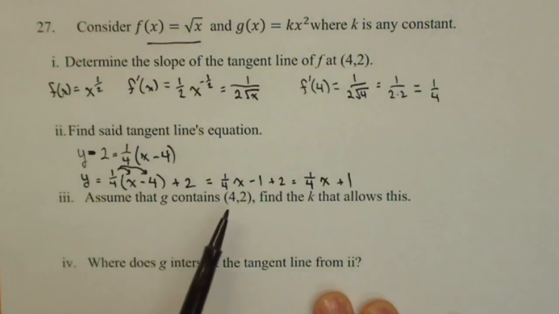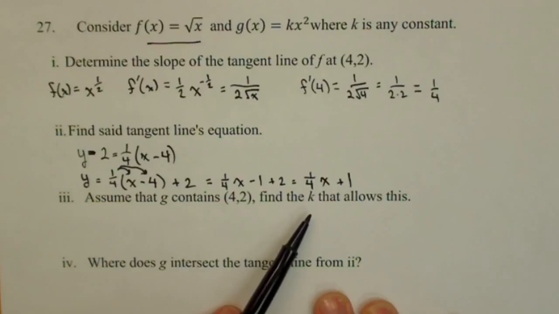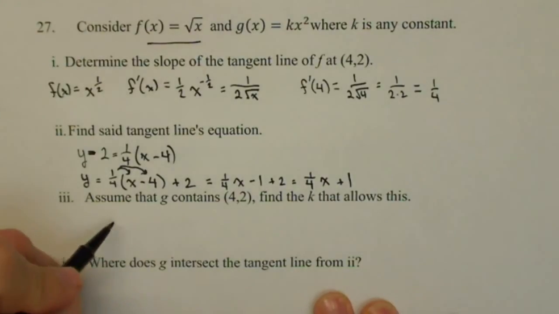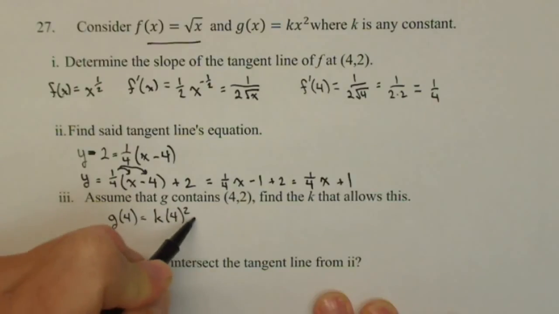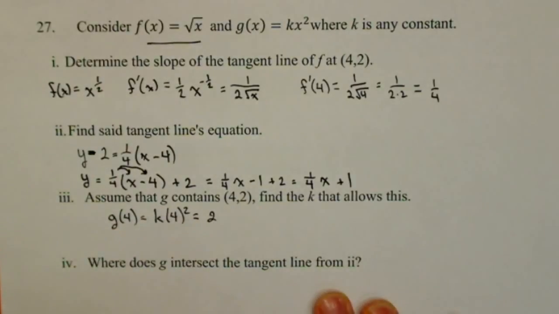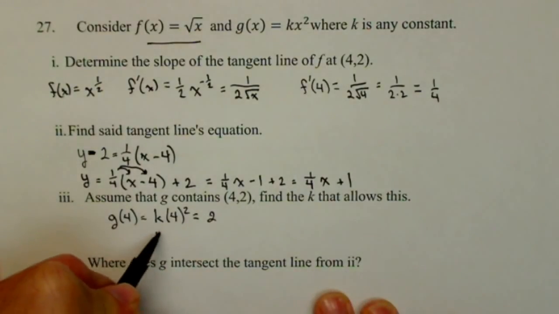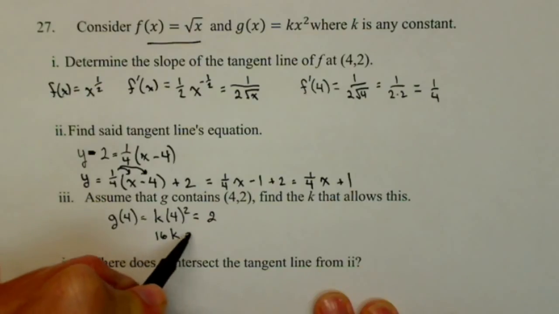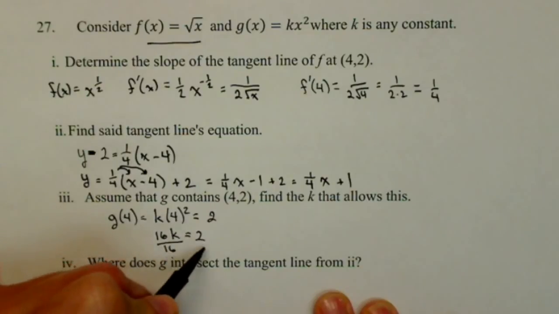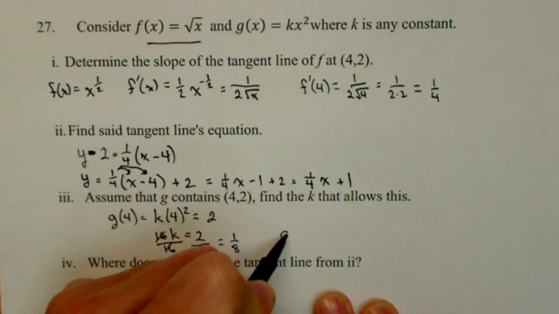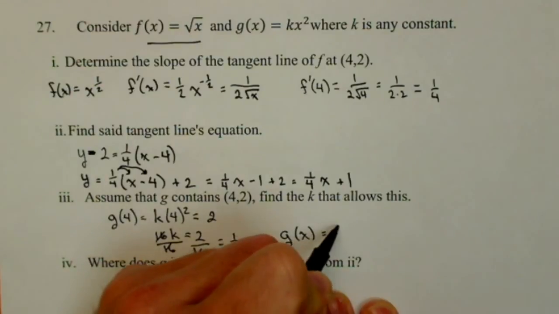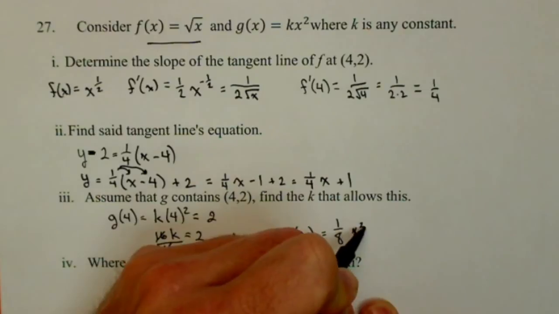Now if we wanted to assume that g also contained the point (4, 2), then we need to find k to make sure that that happens. So we need that g of 4, which is k times 4 squared, equals 2. So there's the equation that we need to solve to make sure that this happens. So that's going to give us 16k equals 2, and if we divide both sides by 16, k equals 1/8.